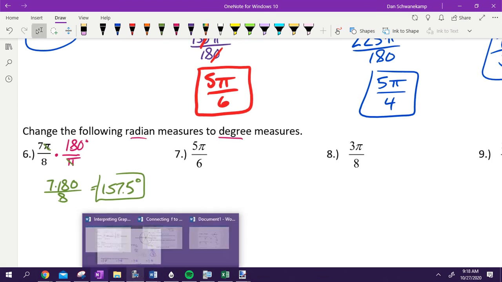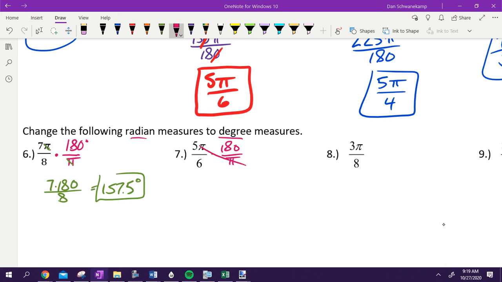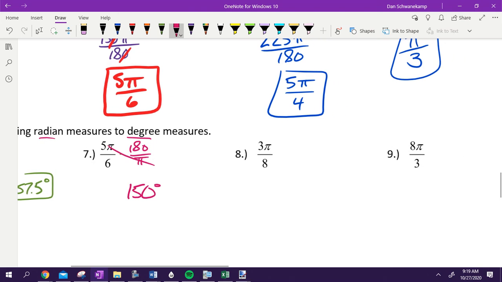Go. Ella, what'd you multiply 5 pi over 6 by? 180 over pi. And when you type that into your calculator, what'd you get? 150 degrees. Great.